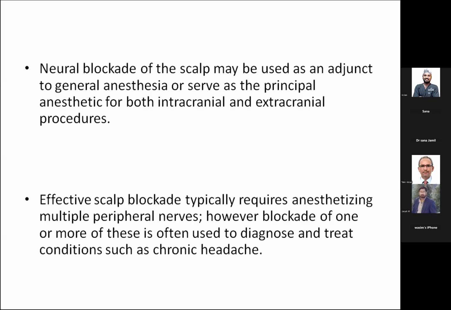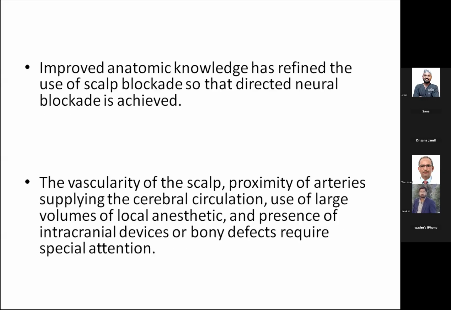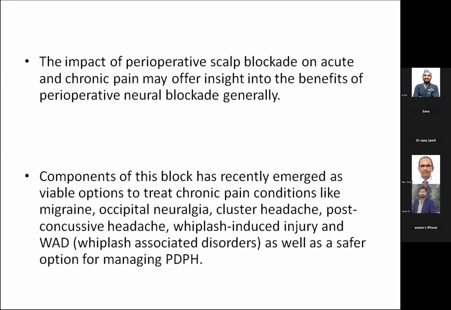Effective scalp block typically requires anesthetizing multiple peripheral nerves. And blockade of one or more of these nerves is used to diagnose and treat some chronic pain conditions as well. Improved anatomic knowledge has refined the use of scalp blockade so that directed neural blockade is achieved. The vascularity of the scalp, proximity of arteries supplying the cerebral circulation, use of larger volumes of local anesthetic, and presence of intracranial devices or bony defects require special attention. The impact of peri-op scalp block on acute and chronic pain may offer insight into its benefits.